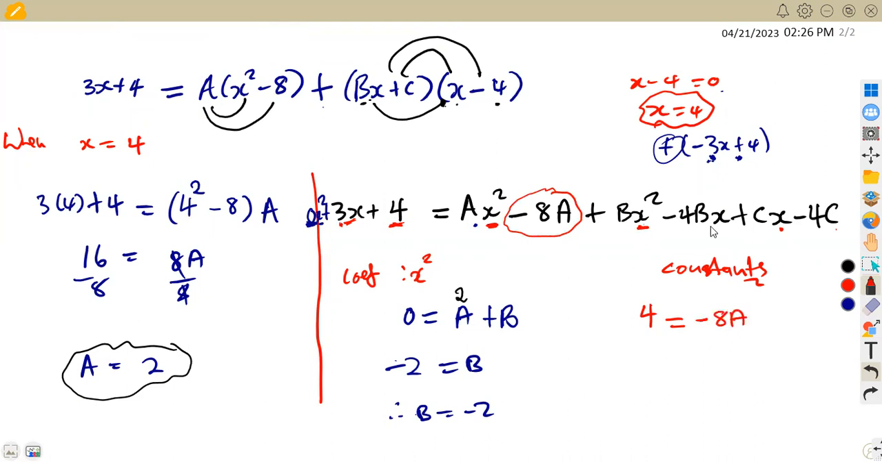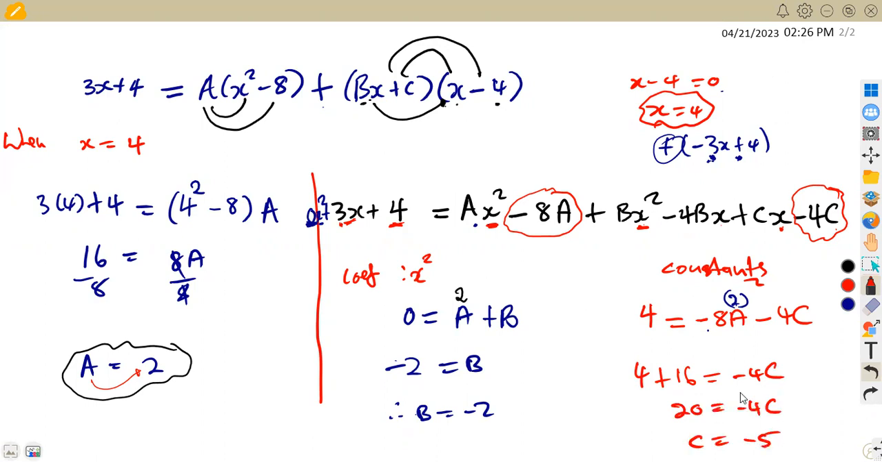We move on. Here we've got x, x, x, but here we do not have x on this part, so this is going to be negative 4c. So we have negative 8a, negative 4c, and we have the value of a, which we said is 2. So I can substitute this value of a, which is 2. That's negative 8 times 2, which is negative 16. If you transpose, that is going to be a positive 16 equivalent to negative 4c. That's 20 equivalent to negative 4c. c is equivalent to negative 5 if we divide by negative 4 on both sides.